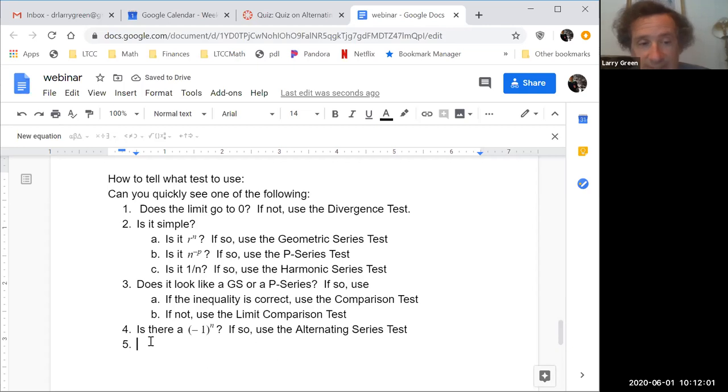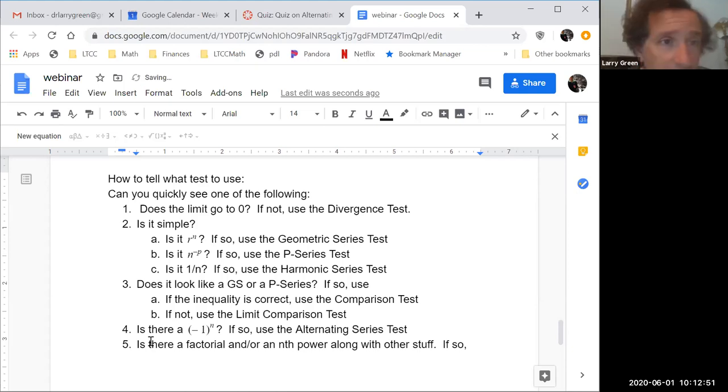Okay, next, is there a factorial and/or an nth power along with other stuff? If so, what test? Root test?